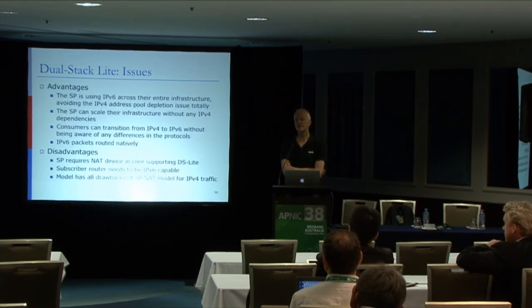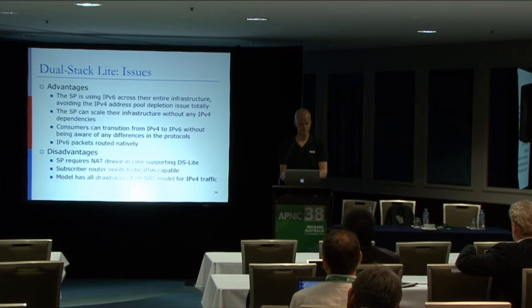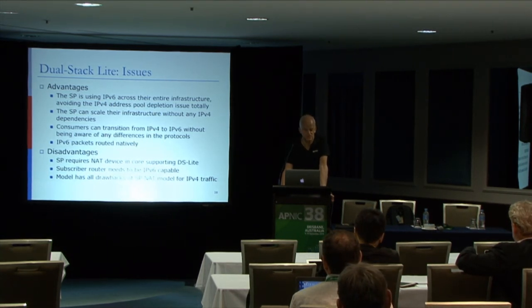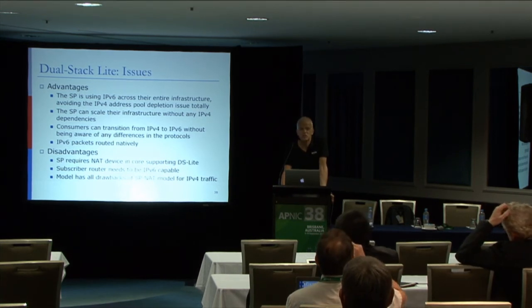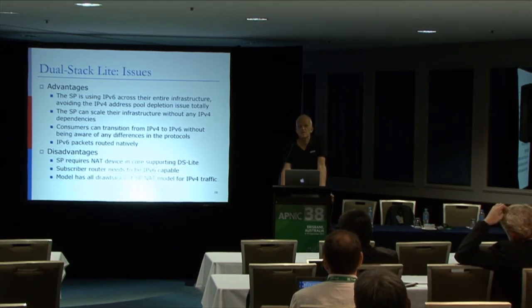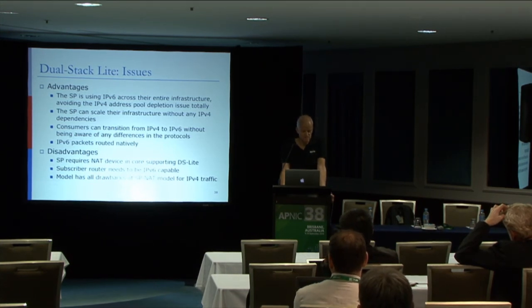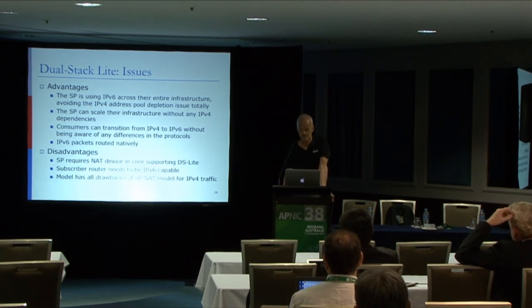Advantages: the service provider can get rid of V4 completely, apart from probably their edge, their border to their upstream and peers, whereas the backbone is V6 only. You can scale your infrastructure without worrying about V4. You can sell your IPv4 address space. No, it doesn't say that in the slides. Consumers can transition from V4 to V6 without being aware of differences in the protocols. Right? You've got dual stack there. V6 is routed natively. Disadvantages, of course: the NAT box needs to support DS Lite, and many do now. The subscriber router needs to be V6 capable. Many are now. And we've talked about the drawbacks of APNIC before.